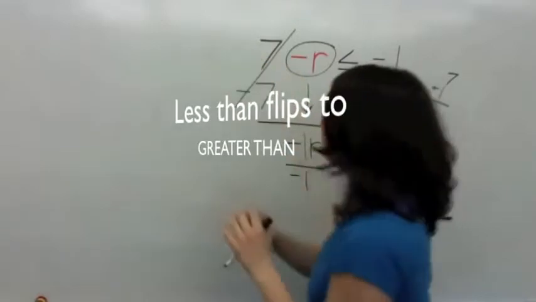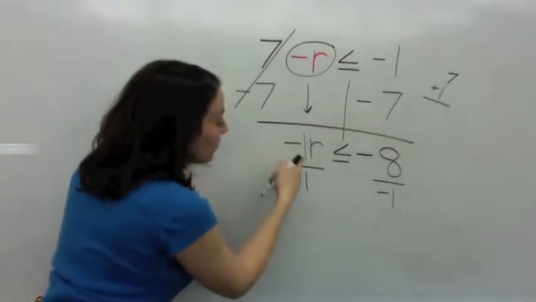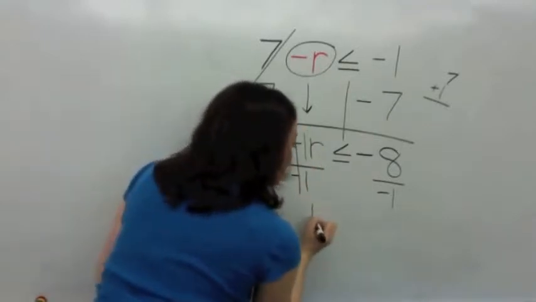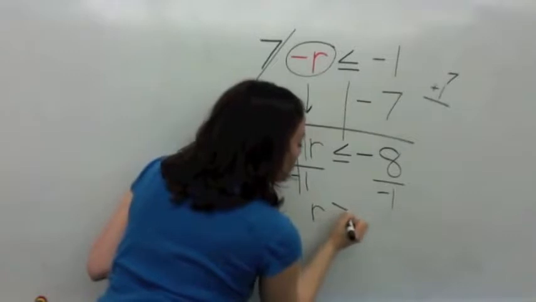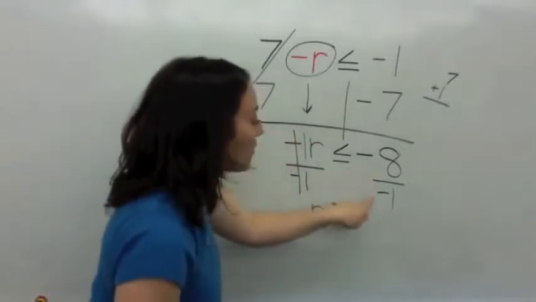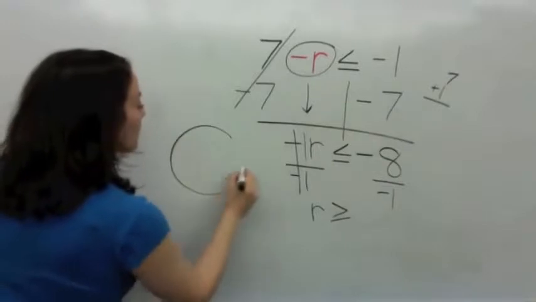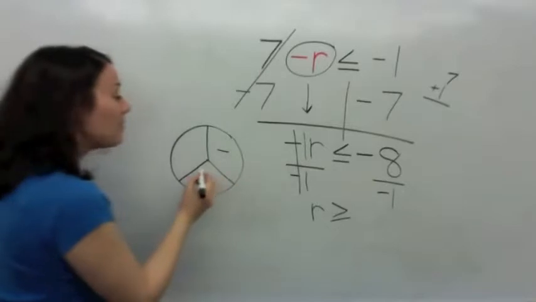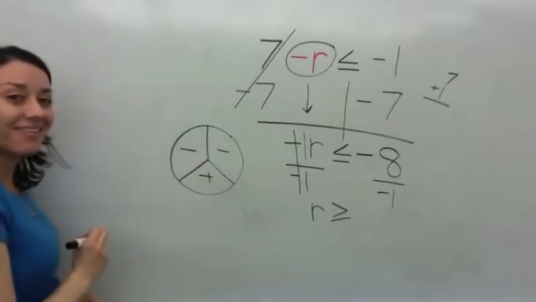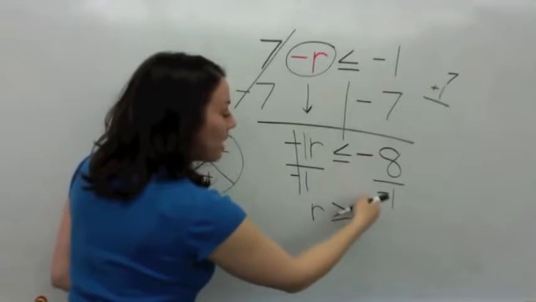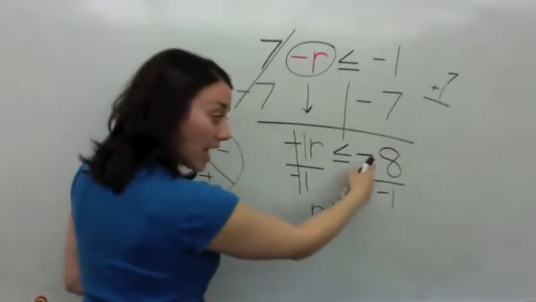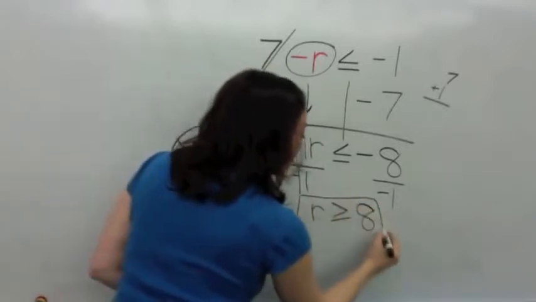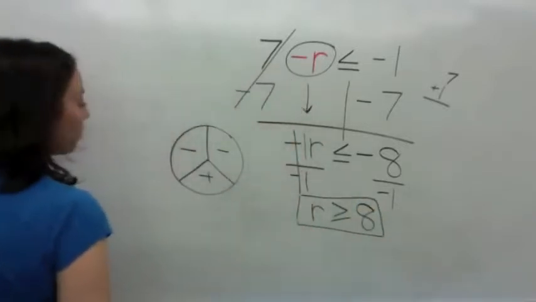Greater than. Very good. So, -1 divided by -1 is 1. You're left with R, flip the sign, is greater than or equal to. Then you have -8 and -1. Remember Bob's cousin. He says to you, a negative divided by a negative is positive, bro. Negative divided by negative is going to be a positive. 8 divided by 1 is 8. So your inequality is R is greater than or equal to 8.